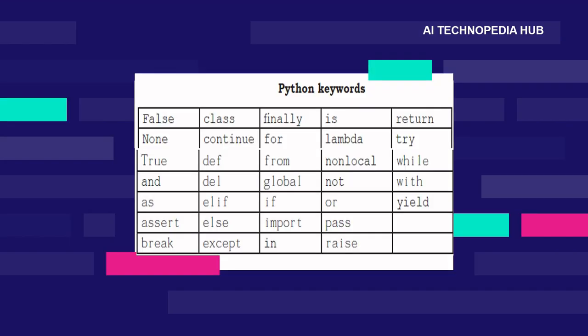Now, as you can see, these are all the Python keywords. Like False, None, True, all these keywords have specific meaning for the Python interpreter. Finally, global, if, or, pass, raise, in, else, elif, del, def, try, while, with, yield, return.